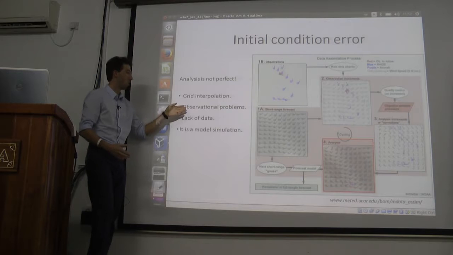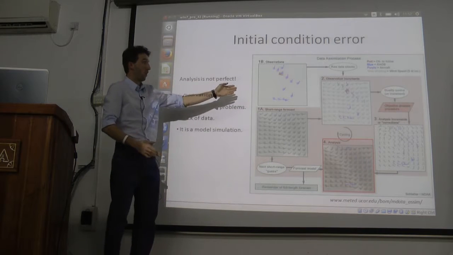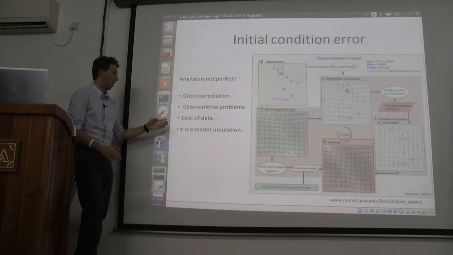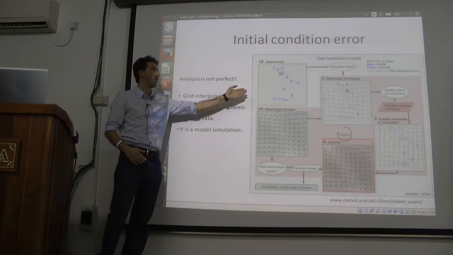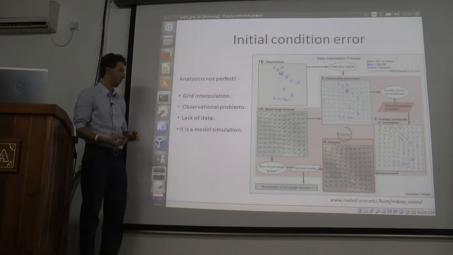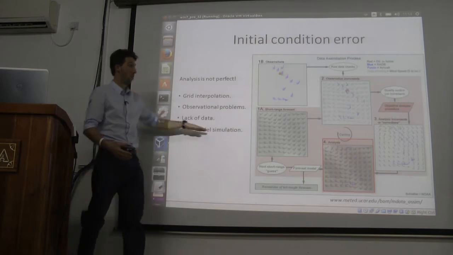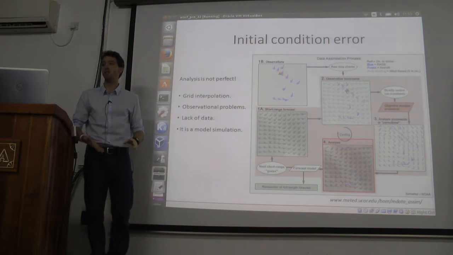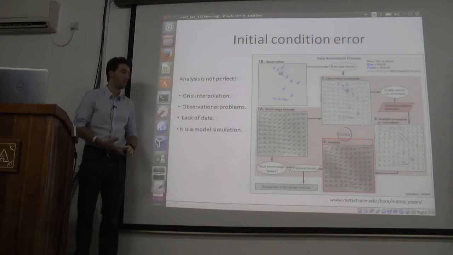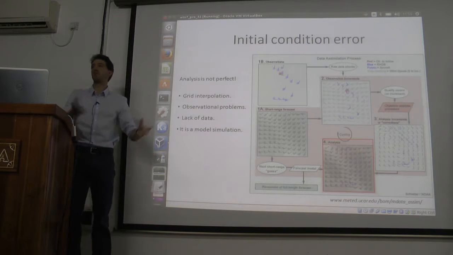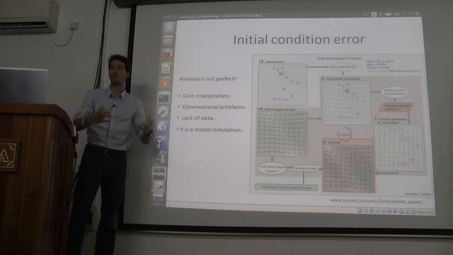So analysis is not only interpolation of observation. It's a product of observation plus model simulation. And observations, we have lack of data. We have a lot of observational problems. And also the models have problems with physics because they don't solve like the butterfly or everything that happens. They have a limited resolution.